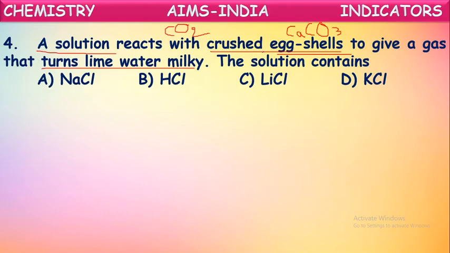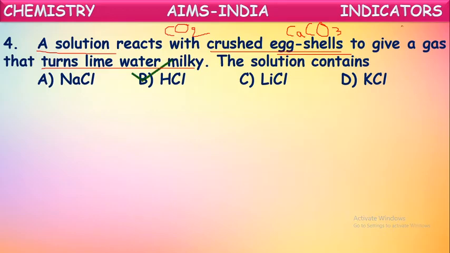Calcium carbonate generally produces carbon dioxide on reaction with acids. So the solution taken should be an acid, which reacts with the eggshell or calcium carbonate and hence produces carbon dioxide gas. So the solution taken is an acidic solution. Observe the options given, which is an acid. We know sodium chloride, lithium chloride and potassium chloride are salts, whereas HCl is an acid.